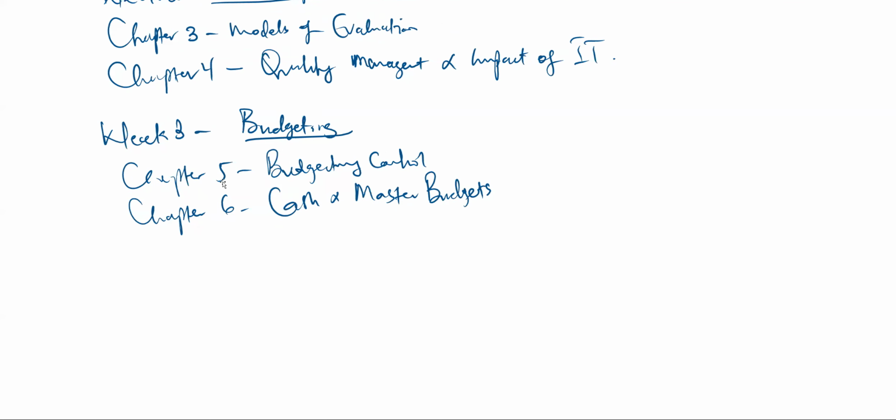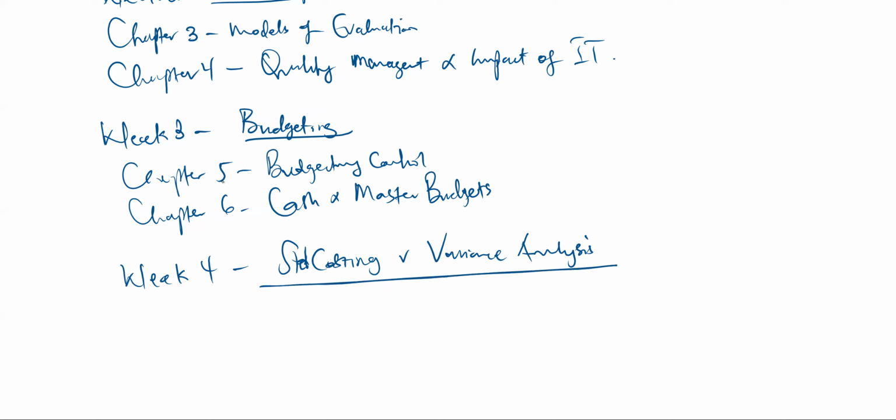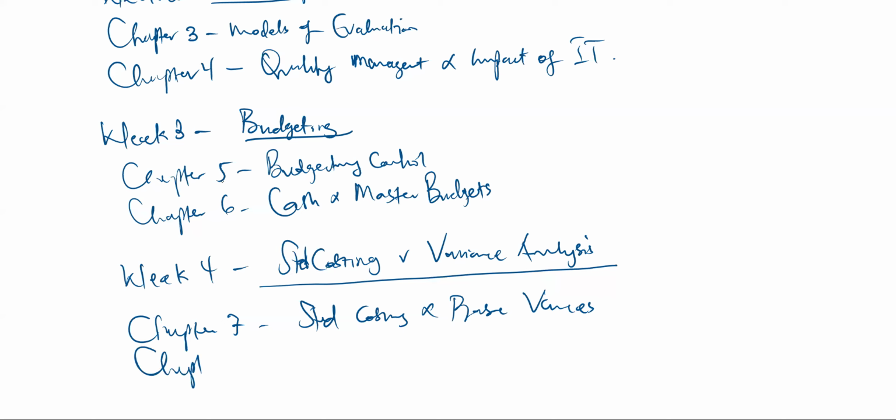So after the 3rd week, you would have covered a lot. You'll be doing a lot of work. Then we come to our big brother, standard costing and variance analysis, right? Which is one area students do not like. I don't even know why they don't like variance. So standard costing versus variance analysis. This week we get into chapter 7, where we will start with the principles of standard costing and basic variances.